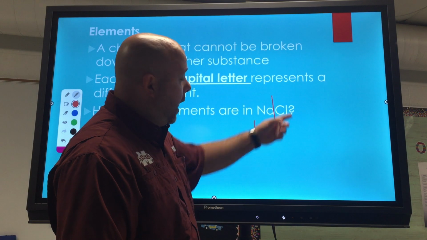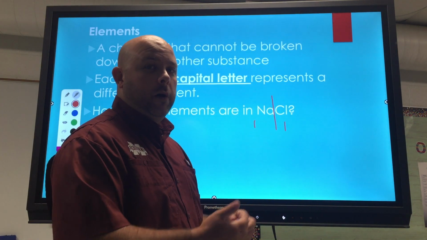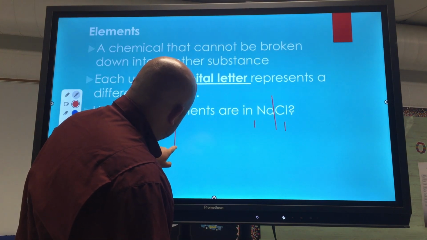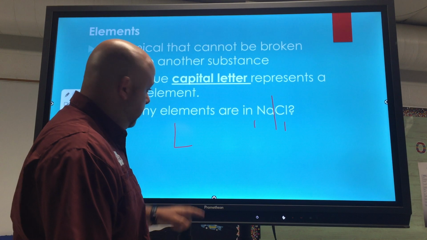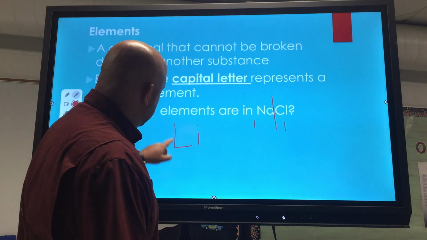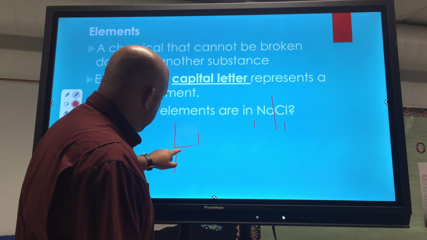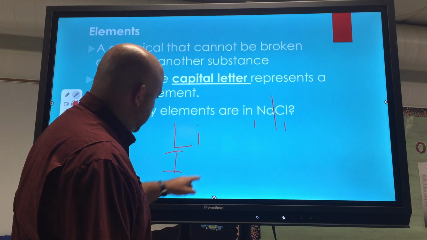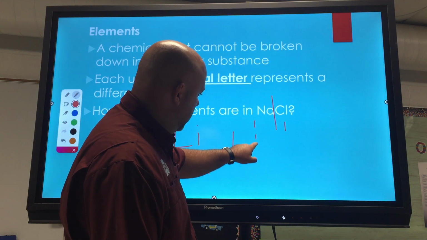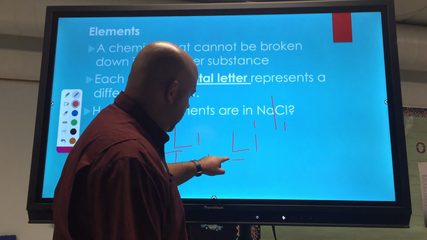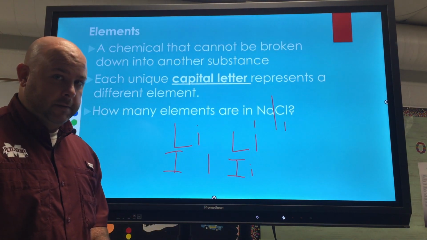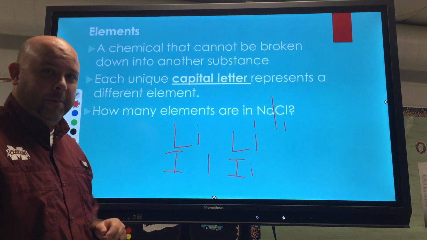Mr. Adcock, that looks like an I to me. Well, I'm sorry, you're wrong. I'm joking, of course. But in chemistry, that's a capital L. That's a lowercase l. This is a capital I. And this is a lowercase l. Capital L, lowercase l. Capital I, lowercase i. Does that make sense? I hope it does. If not, you're going to miss a lot of questions.